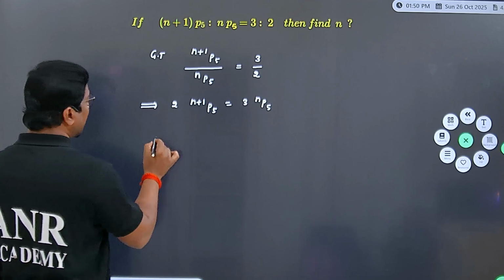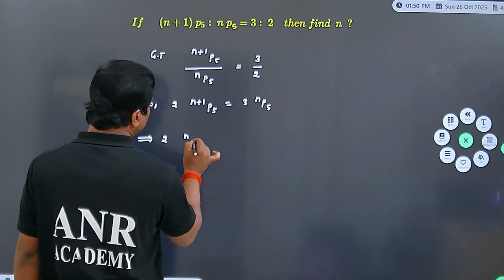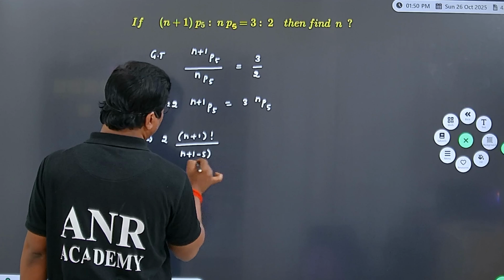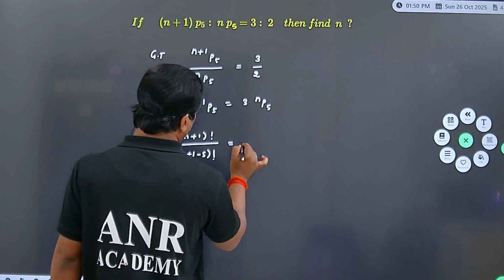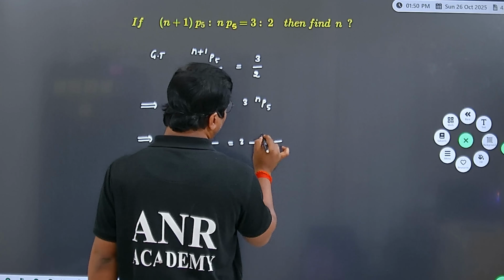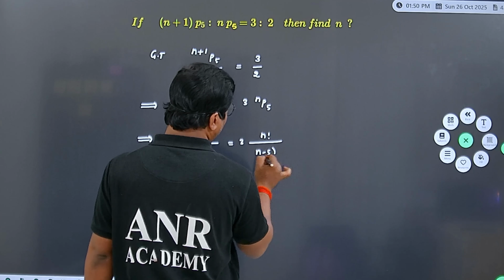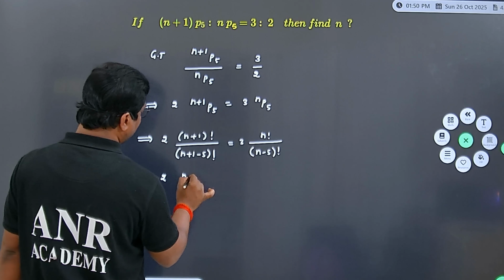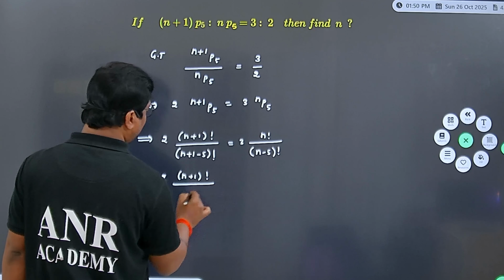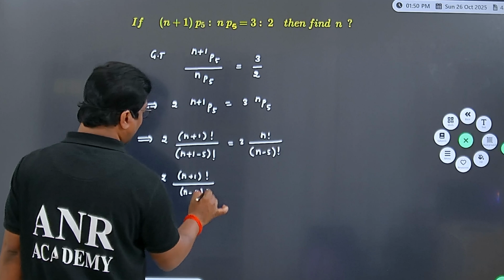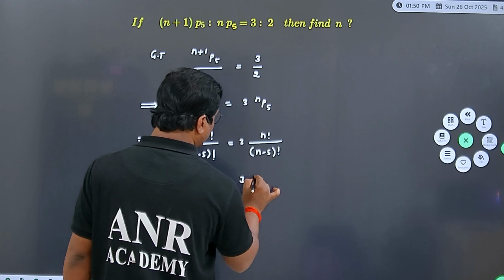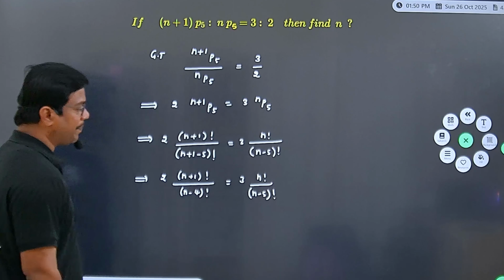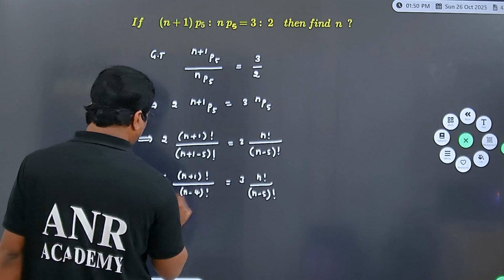Now using the nPr formula, it can be written as (n+1)! divided by (n+1-5)!. Next, 3 times of nP5, the value is n! by (n-5)!, implies 2 times of (n+1)! divided by (n-4)!, and in the right hand side 3 times of n! by (n-5)! you have. A small change in the numerator and denominator part.